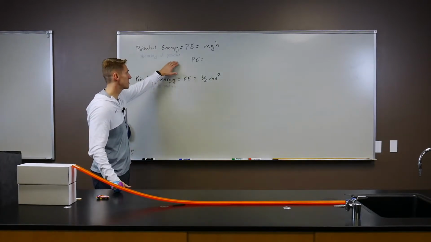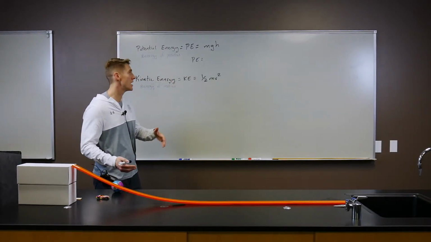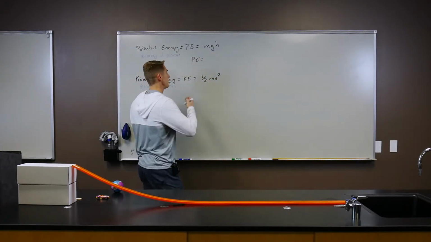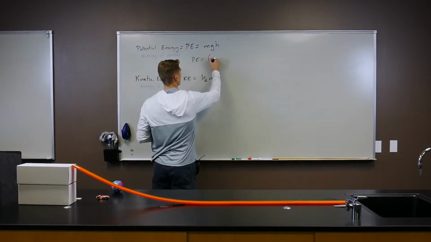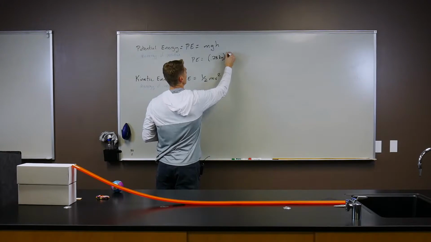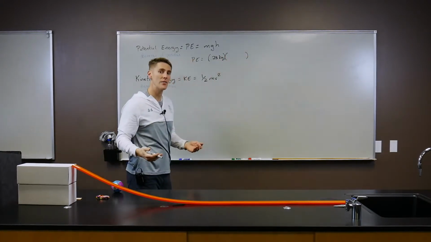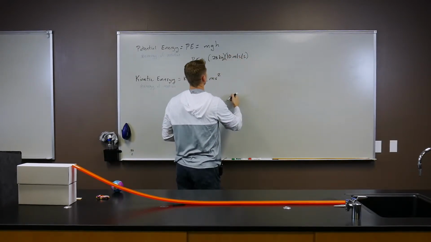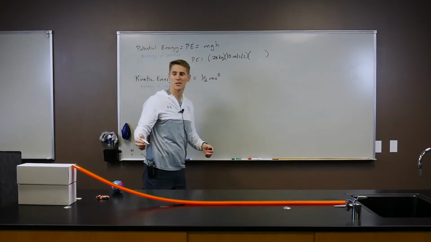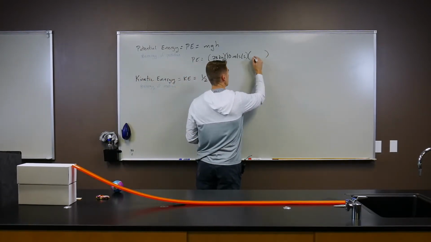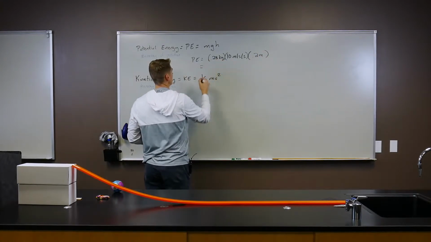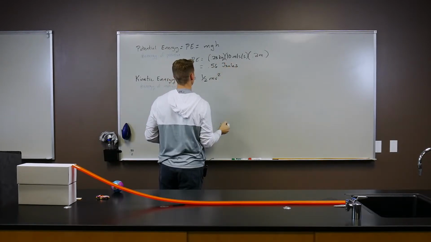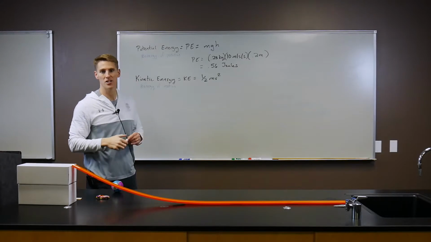So here's my formula for potential energy. Potential energy is the mass of the object times the acceleration due to gravity times its height. The mass of this particular little Matchbox car is 28 grams, or 0.28 kilograms. The acceleration due to gravity, if I round that to make my math a little easier, is 10 meters per second per second. If I multiply that by the height, which we said was 20 centimeters, or 0.2 meters, I get an energy of 0.56 joules. That's how much stored energy I have in that car.